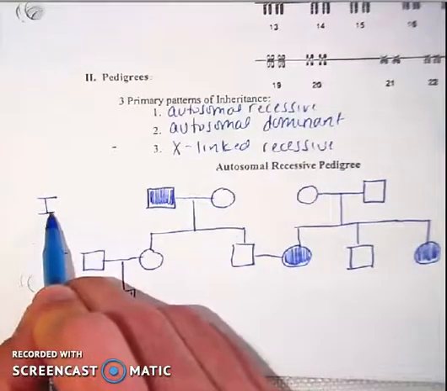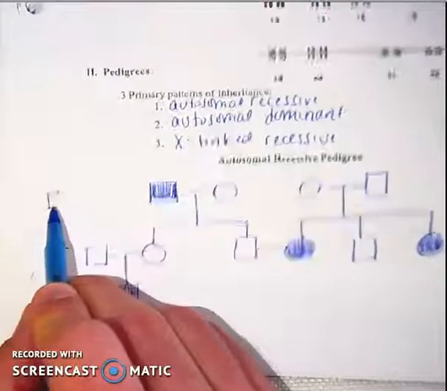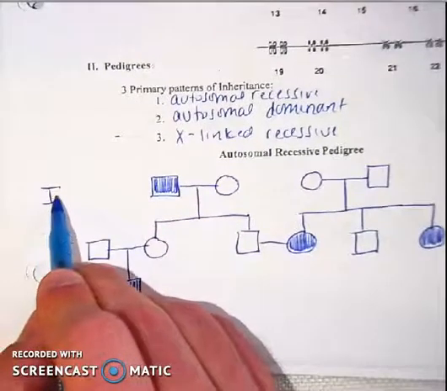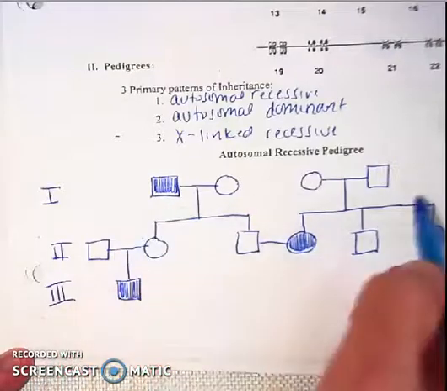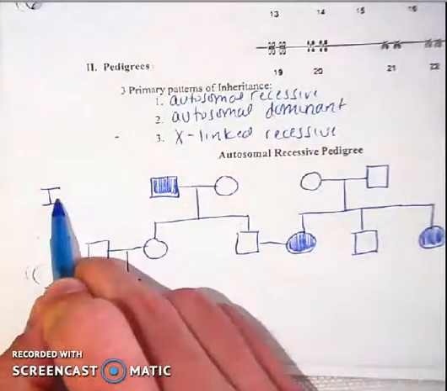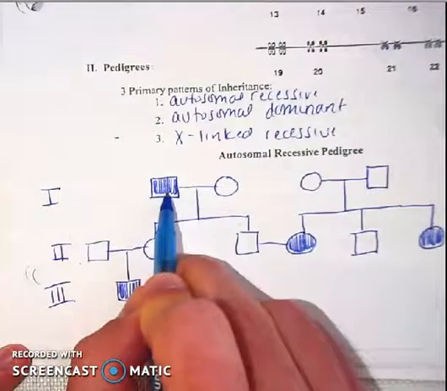Roman numerals over here represent the generation. The first generation would be the oldest generation in the family, working your way down. Because names are not applied to this, you often identify individuals by generation, and then you start counting from left to right.